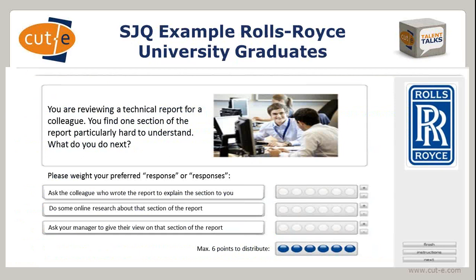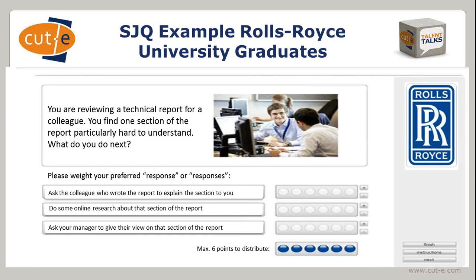So here's an example. Rolls-Royce is one of our clients. And for university graduates, or campus recruiting as some of you may call it, and this is globally, we're working with them, and one of the tools we provide for them is a customized situational judgment questionnaire, one for engineers and one for the other roles. And so here's a real scenario for one of the engineering roles. You're reviewing a technical report for a colleague. You find one of the sections of the report is particularly hard to understand. What do you do next?